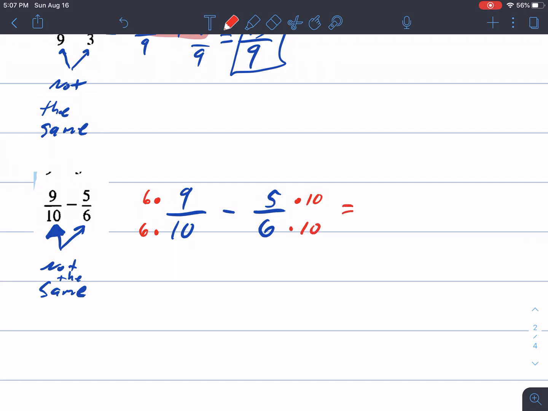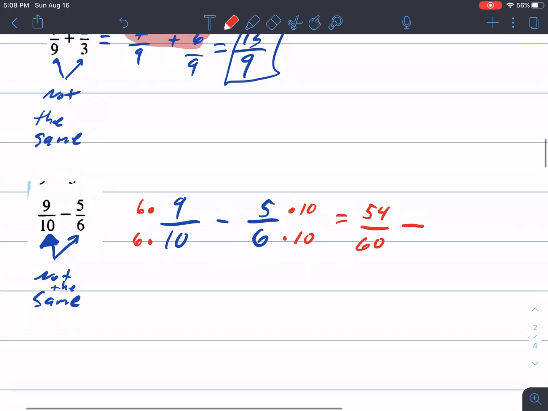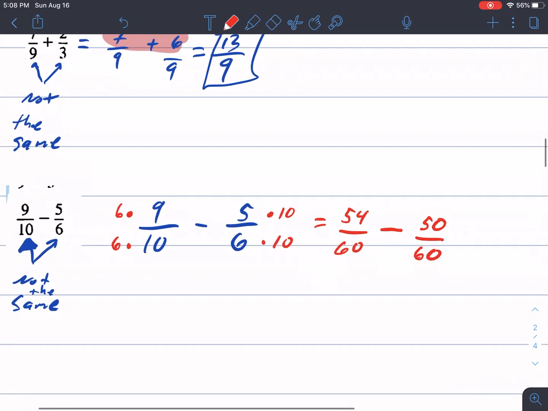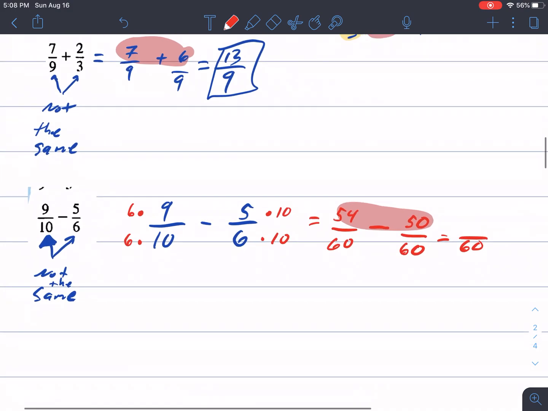All right. So from here, that's what you're going to do. 9 times 6 is going to get me 54. I had a brain fart, I forgot what it was. 6 times 10 is going to get me 60. Pretty straightforward. 5 times 10 is going to get me 50. And then that's going to get me 60 again. Now I have it the same. So all you have to do is subtract the two at the top. I have 60 on the bottom, and that never changes. And then 54 minus 50 is going to get me 4.